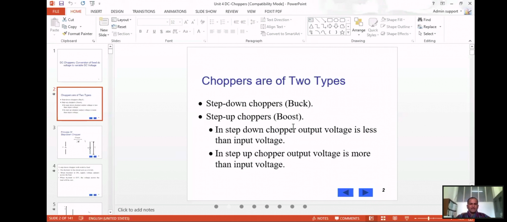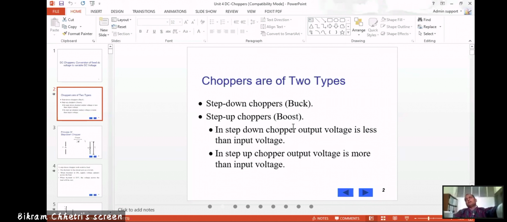And any converters which we are talking about will be using power electronic devices, and you know the power electronic devices are just a switch. So we are talking about using a switch. How long this switch will be in on condition and how long it will be in off condition, the output voltage will depend on this. So you need to know which power electronic devices can be used in choppers. Most of the time we'll use SCR in this.